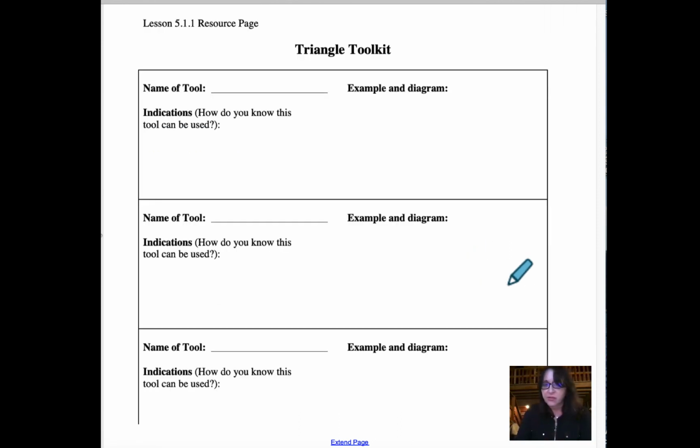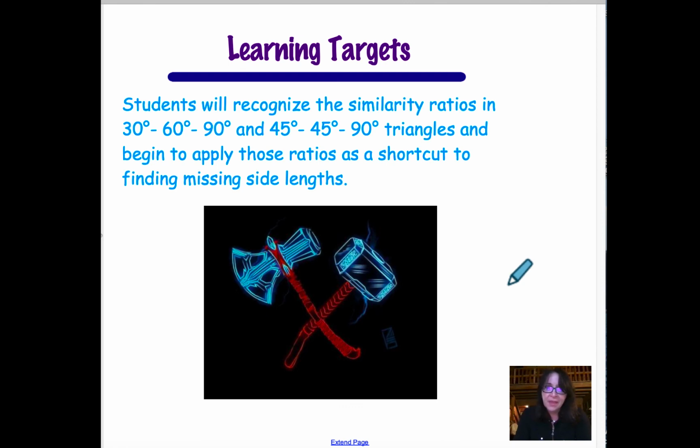So this is your toolkit. This is in the packet that you received, as well as it's online in your textbook. Your learning targets, 30, 60, 90 right triangles. Also talk about Pythagorean triples, which we did.